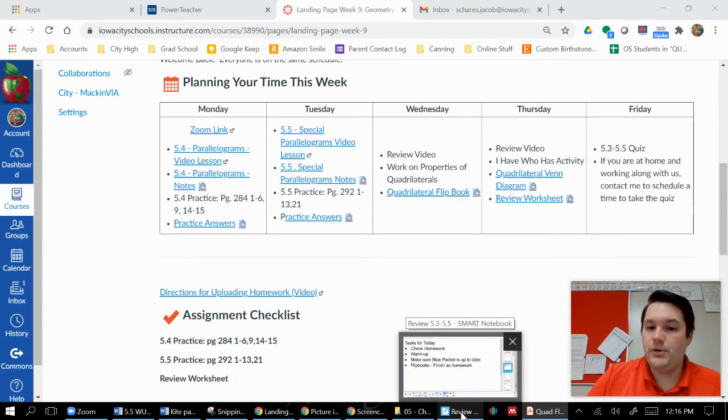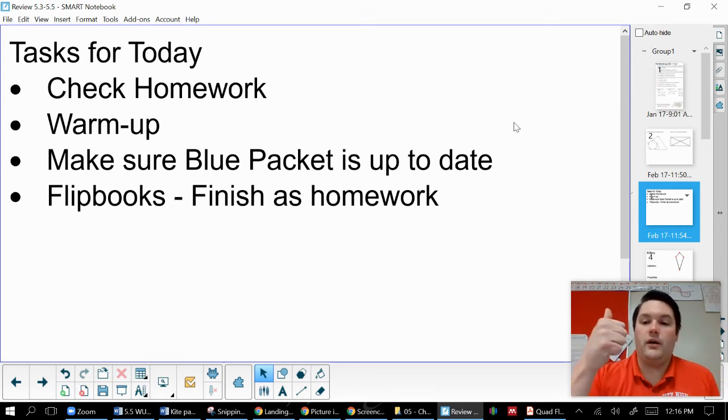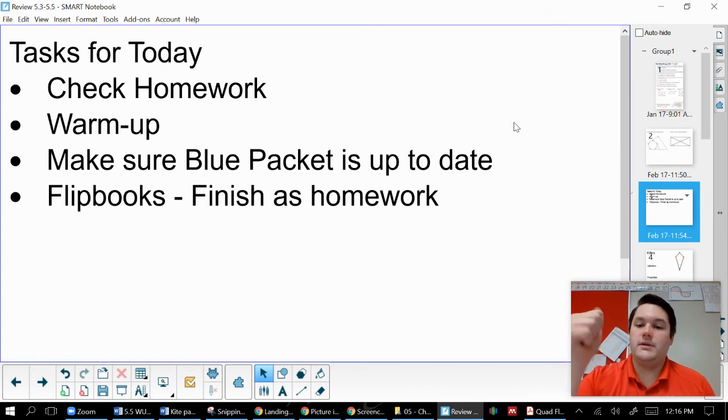Other than that, that's pretty much what we're spending our time on today, is just reviewing all of those conjectures that are in our blue packet from the last few days. This goes all the way back to 5.3. So you should be reviewing all the properties you know about kites. There's the definition and 4 properties about kites.